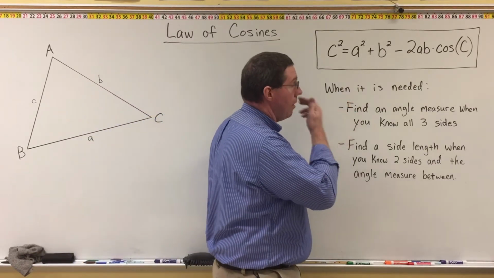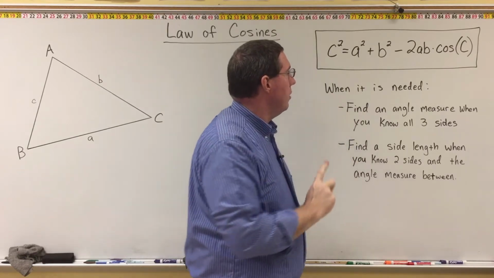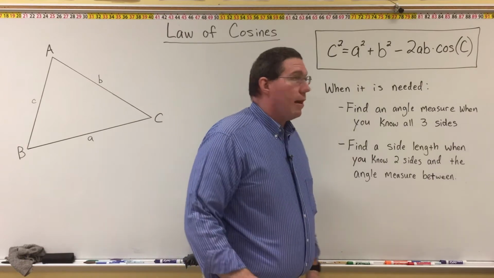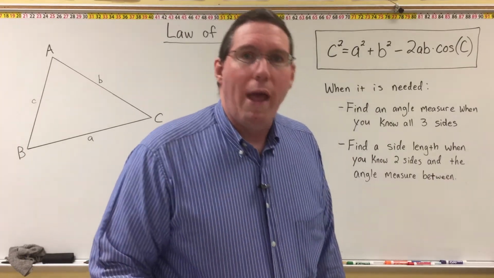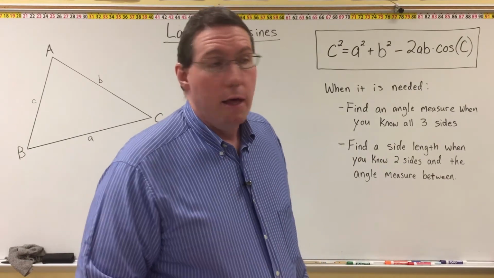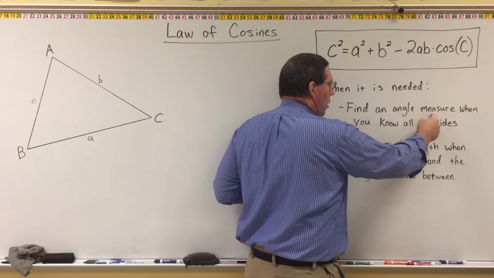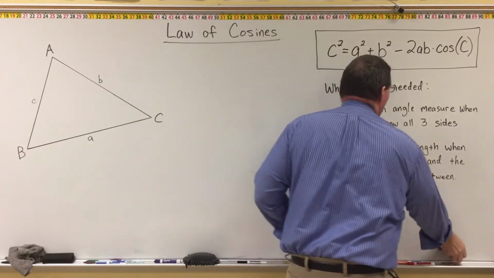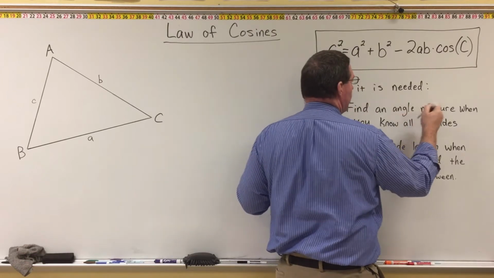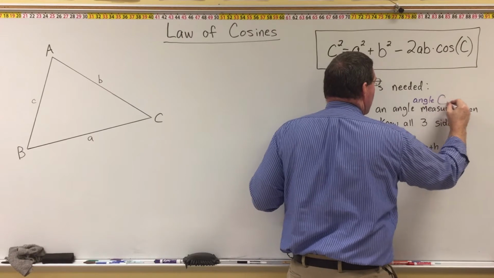Now this can be written in a lot of ways. But here's what I want you to focus on as we look at this formula: what we are trying to solve for is always the letter C. So when we want to find an angle measure, we're always going to call the angle that we're trying to find angle C.